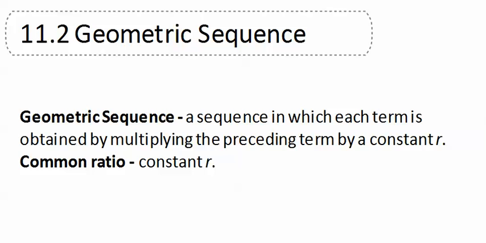In the second video of 11.2, we're going to talk about geometric sequence, which is a sequence in which each term is obtained by multiplying the preceding term by constant r. Now, don't be fooled by the multiplying. It also applies to dividing, because remember, you can really divide any number by multiplying by the reciprocal. Now, the constant r we're going to refer to as the common ratio. And remember, in the arithmetic, we refer to it as the common difference. So difference refers to arithmetic, ratio refers to geometric.